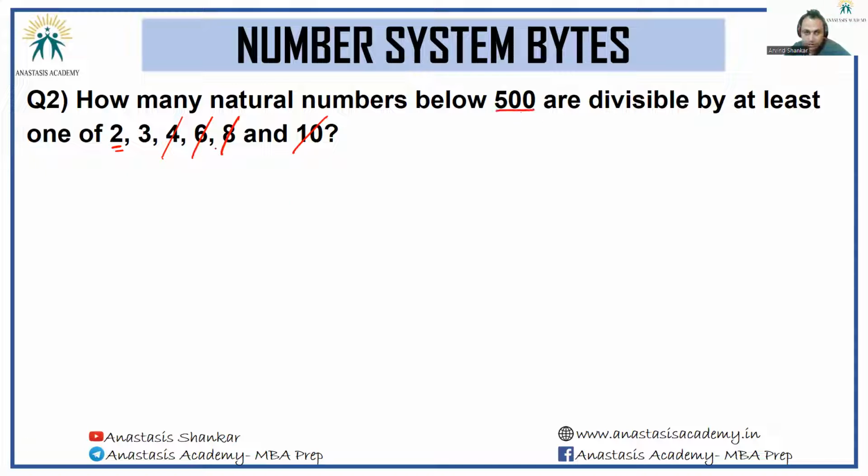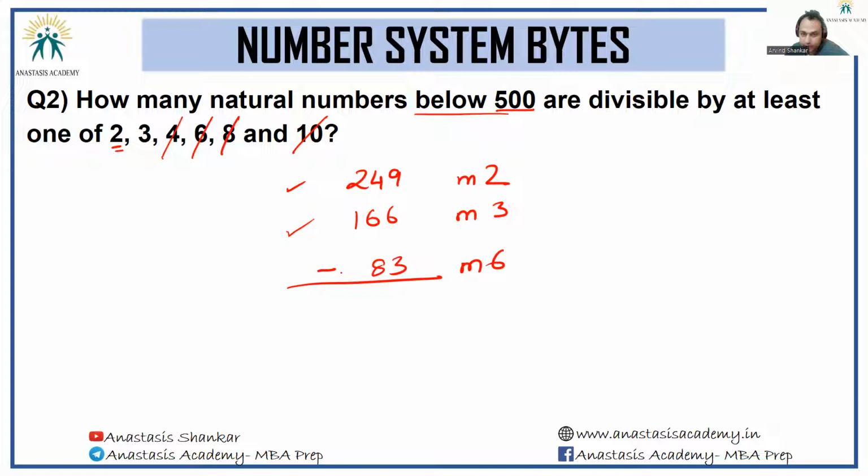Okay, so if we are looking at multiples of 2 under 500, the question is below 500. We are going to get 249 multiples of 2. How many multiples of 3 will we get? 480 by 3 is 160 plus 6, so 166 multiples of 3. The problem is multiples of 6 would also be present here. We are counting multiples of 6 twice, so we need to remove their count once. How many times will we get multiples of 6? 480 would be 80 plus 3, okay, 83. So the answer to the question is going to be 249 plus 166 minus 83.